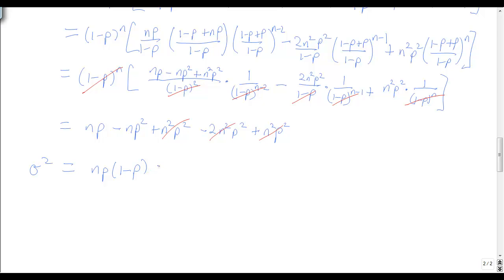Now, a lot of times this will be written as n times p, and that 1 minus p is q. So that's our variance. Our standard deviation is the square root of n times p times 1 minus p, which can be written also as n times p times q, square root of that. Okay, so there's our derivation of the standard deviation and the mean of a binomial distribution.